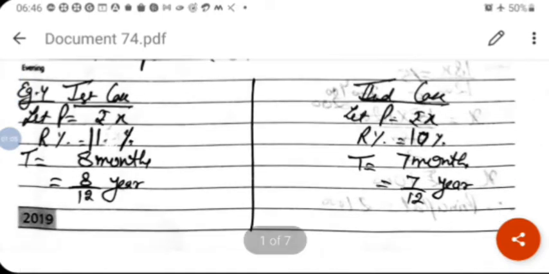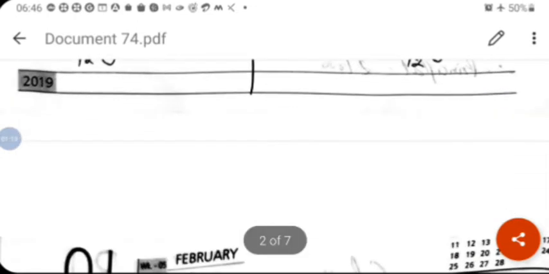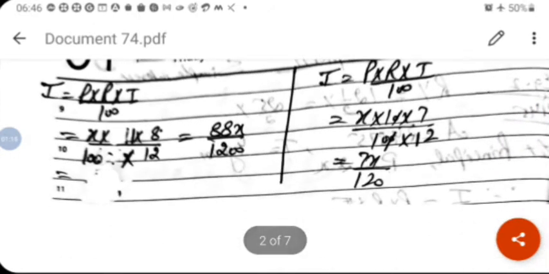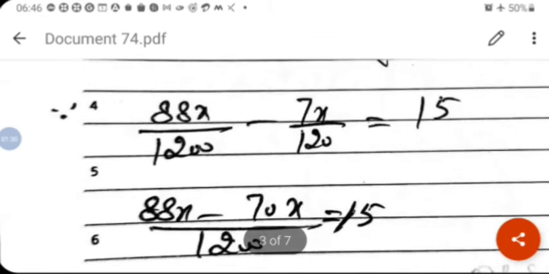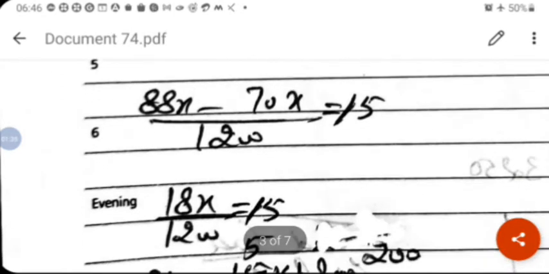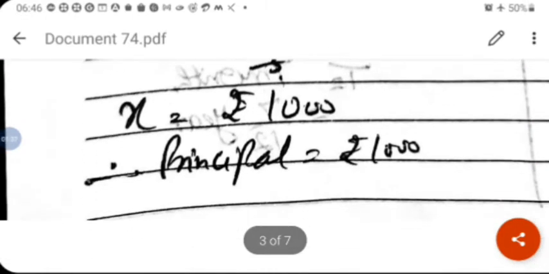In the first case, the principal is x, rate is 11%, time is 8 months, that is 8 upon 12 year. In the second case, principal is x, rate is 10%, time is 7 months, that is 7 upon 12 year. Now if we find the interest in both cases, in the first case we get 88x upon 1200. In the second case, we get interest as 7x upon 120. Here he had made an error of rupees 15, means the difference of interest is rupees 15. So taking the difference, 88x upon 1200 minus 7x upon 120 is 15. On solving, we get the value of x as rupees 1000. So the sum invested is rupees 1000.